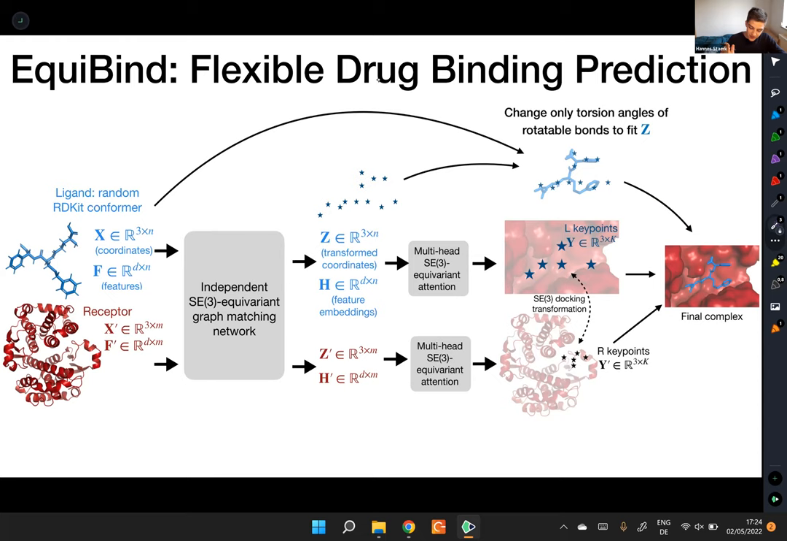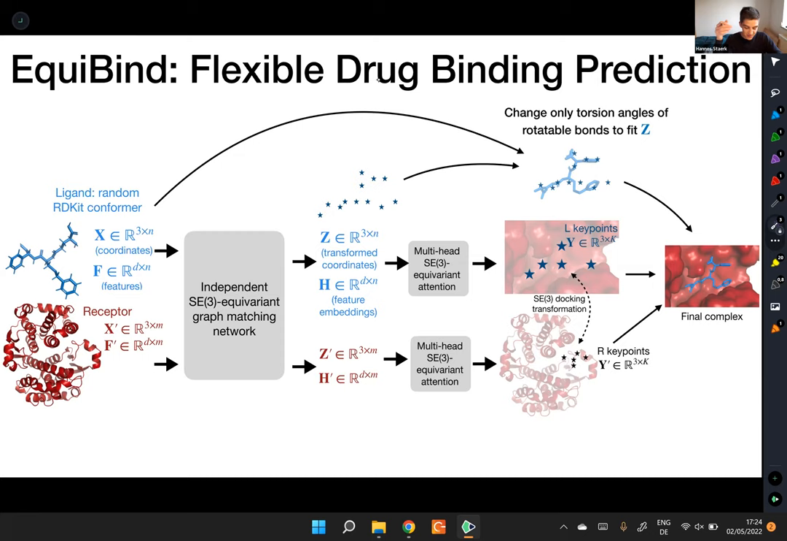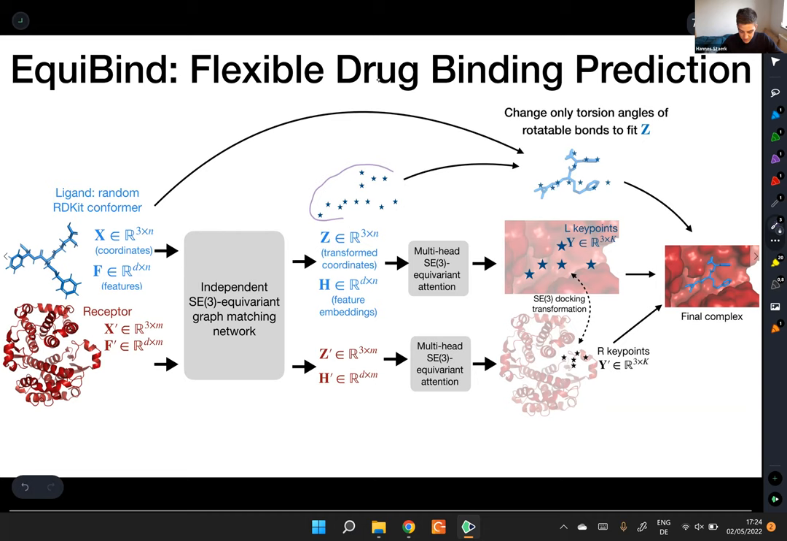Yeah, so this is to solve the problem of this point cloud not being realistic, right? Not having realistic bond lengths and bond angles. And we do that by taking the realistic bond lengths and bond angles, and then only changing the torsion angles to match this point cloud as closely as possible. And in our paper, we call that fast point cloud fitting.